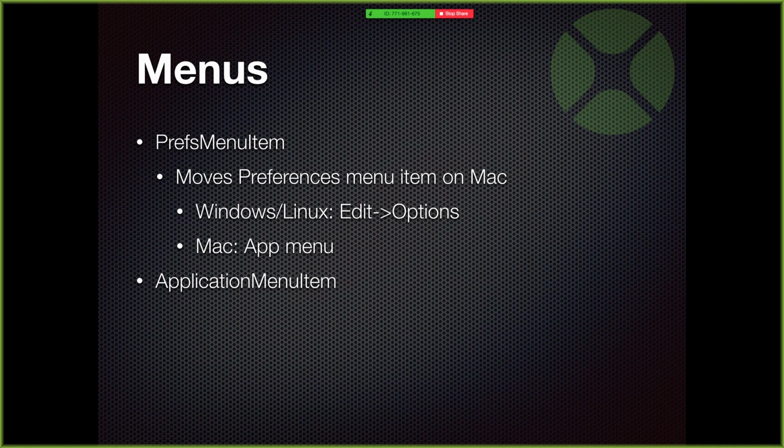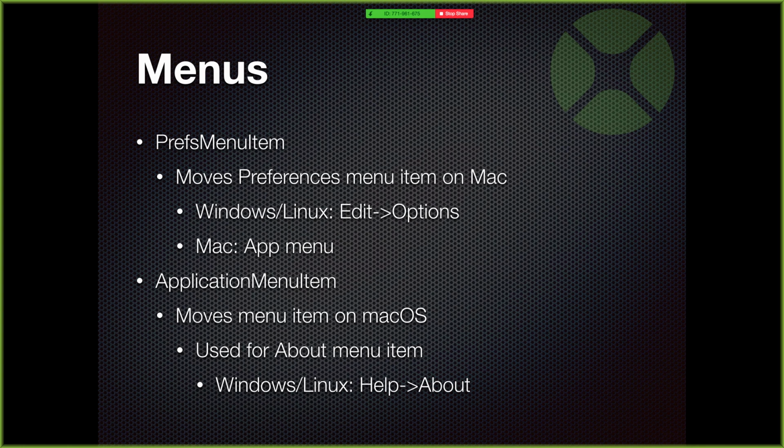Similarly, there is a subclass called application menu item. Again, it moves a menu item on Mac over to the application menu, and it sticks them at the top. This is often used for the about menu item. On Windows and Linux, you typically find the about menu item for your app under the help menu. So help about is what you often see. But on Mac, the about is on the left menu.